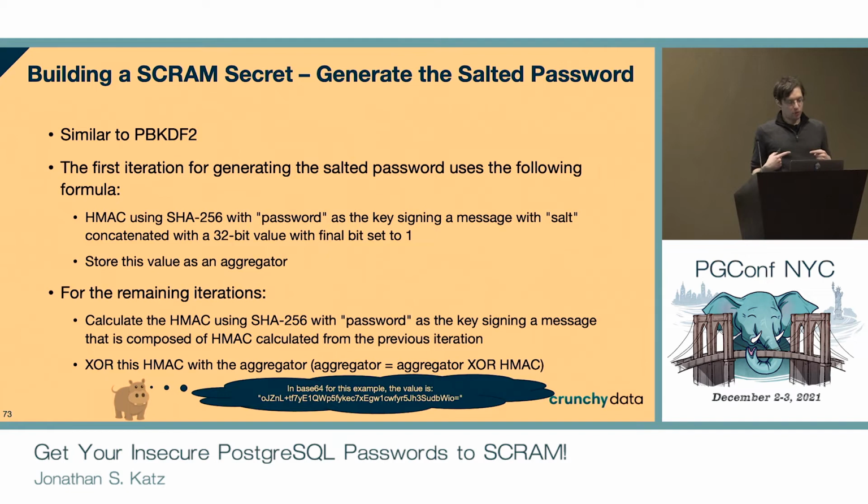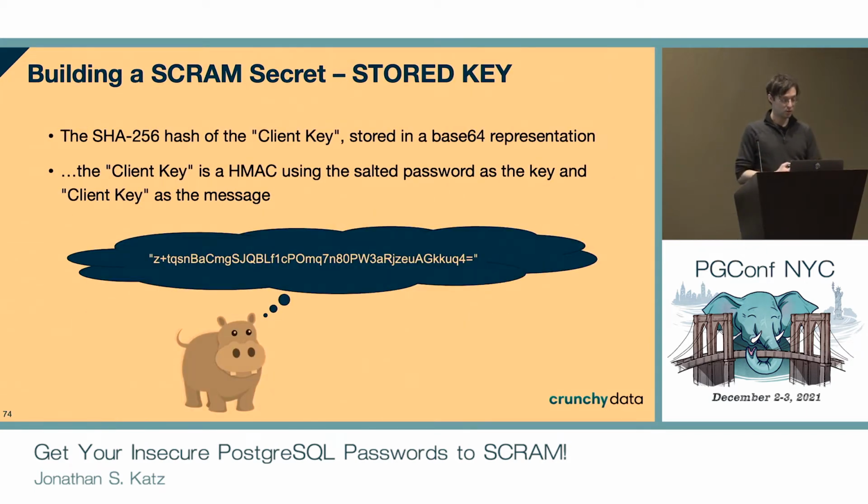We then need to generate what I call the salted password, and this is similar to PBKDF2, a popular password hashing algorithm. Again, I won't go through all of this, but effectively this is what Postgres does. And at the end of the day, you create this, and in base64, the data lake password looks just like that with the salt that we had generated from the previous step. So all right, we create this, the salted password. Now we can build the rest of the SCRAM secret, or the SCRAM verifier, excuse me.